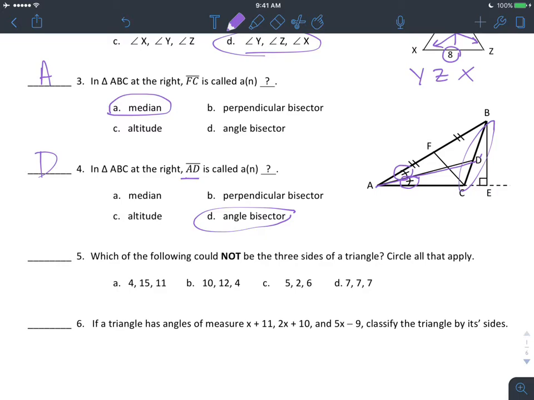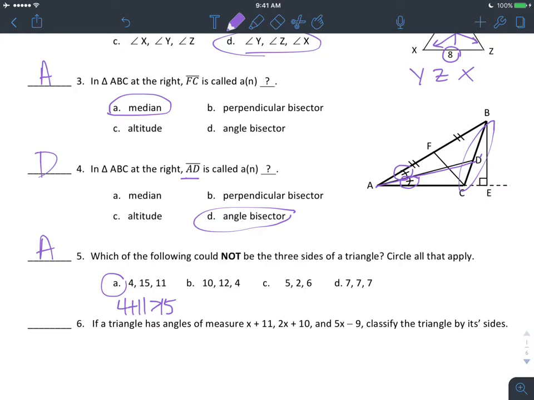All right. It says which of the following could not be the three sides of a triangle? Remember, the two smaller sides always have to add up to be bigger than the third side. So we're going to take the two smallest sides, 4 and 11. It has to be greater than 15. 4 and 11 equals 15. It is not greater than 15, so that means that A could not be the three sides of a triangle.